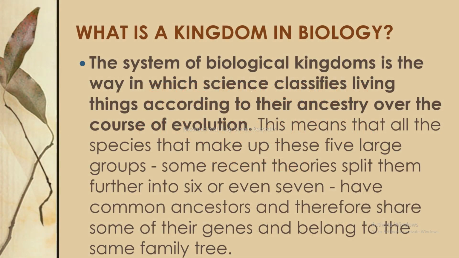First of all, I will discuss what is a kingdom in biology. The system of biological kingdoms is the way in which science classifies living things according to their ancestry over the course of evolution. This means that all the species that make up these 5 large groups, some recent theories split them further into 6 or even 7, have more common ancestors and therefore share some of their genes and belong to the same family tree.